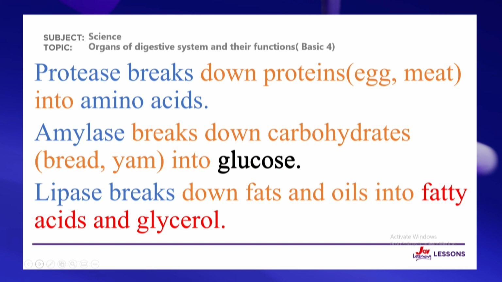So let's take note of them once again. The food that we eat are broken down by enzymes, and these enzymes are protease, amylase, and lipase. Protease breaks down proteins into amino acid. It is this amino acid that is absorbed into the bloodstream, and then we get energy from it. Amylase breaks down carbohydrate, that is starch, into glucose. And lipase breaks down fat and oil into fatty acid and glycerol.